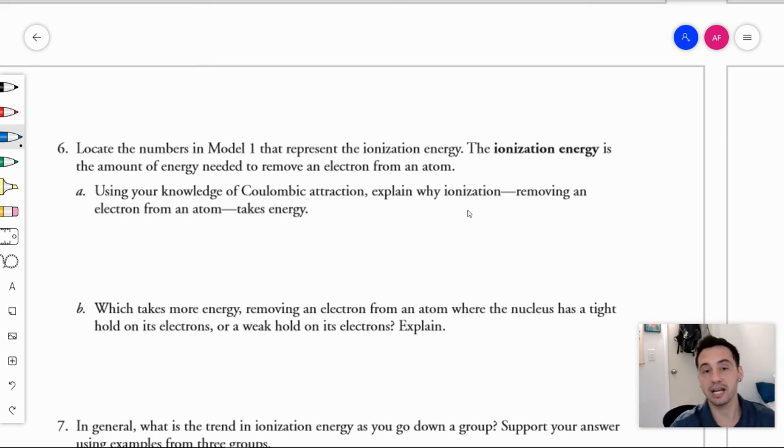Okay, the reason we call it ionization energy is because when an atom loses or gains an electron, it turns into an ion. Okay, and in this case, when we remove an electron, we get a positive ion. It's called a cation, just like my cat here.